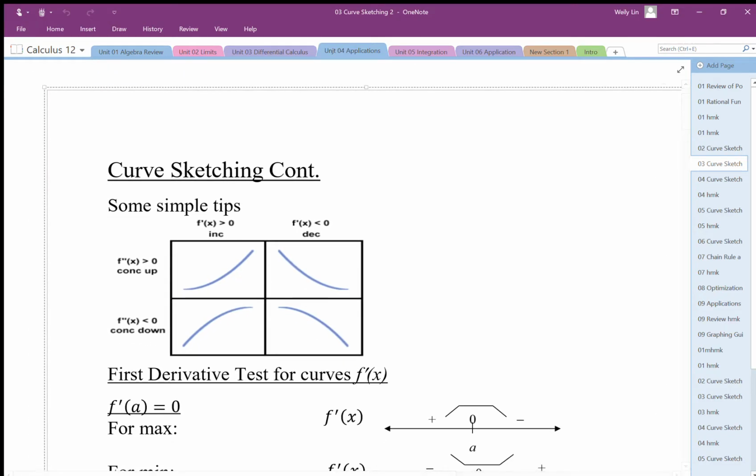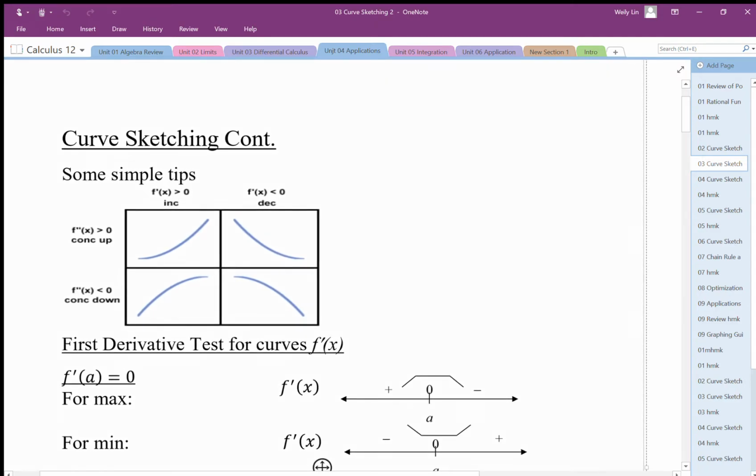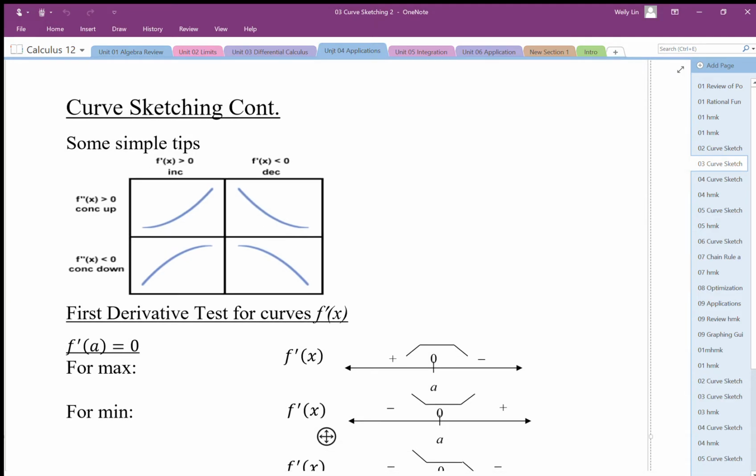Okay, so in this section we're going to look at just more curve sketching. A couple of things we want to start getting more familiar with are the shapes of the curves and how they relate to the derivatives and second derivatives. So here are some tips.